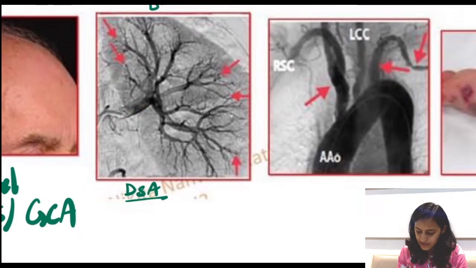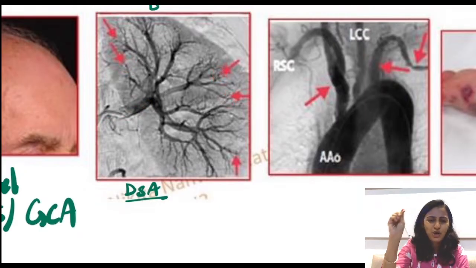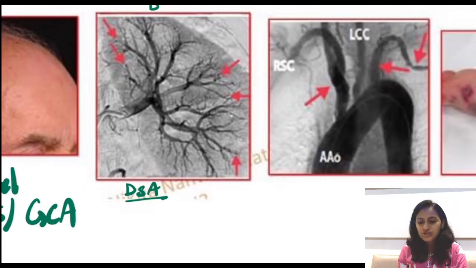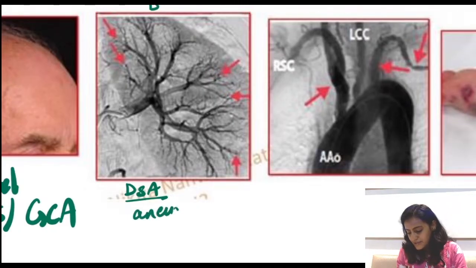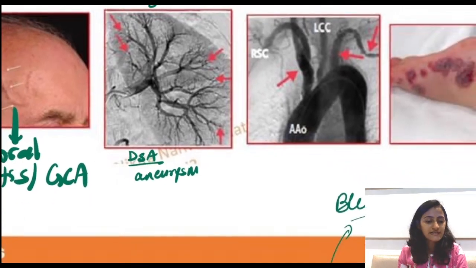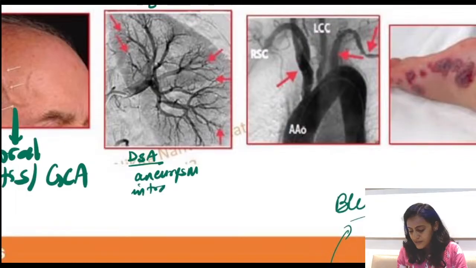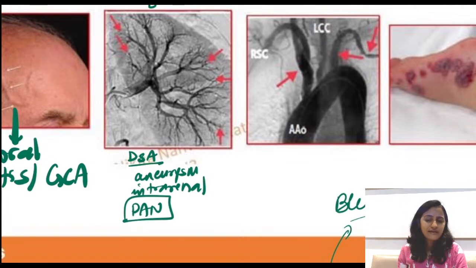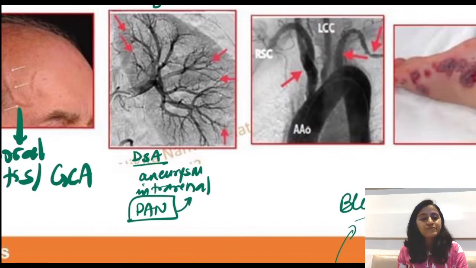And what do we see here? Look at this appearance of the vessels here, the dot-like appearance in the vessels, which is suggestive of aneurysms. So basically, what you are seeing in this image is multiple intrarenal aneurysms, and this is seen in polyarteritis nodosa. So the diagnosis here is polyarteritis nodosa, where you have multiple intrarenal aneurysms.